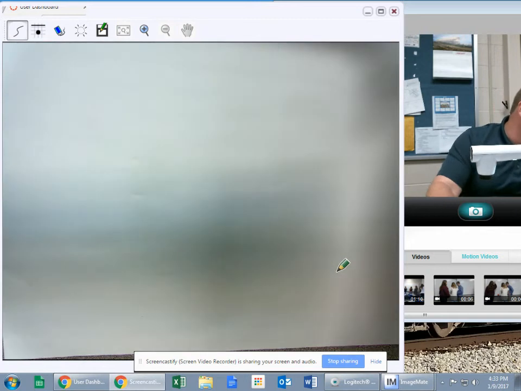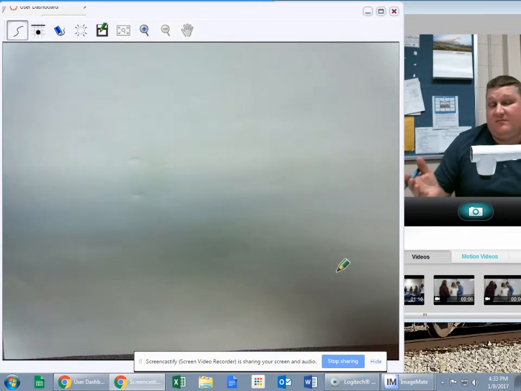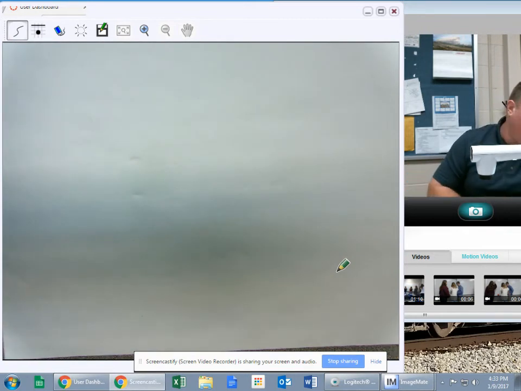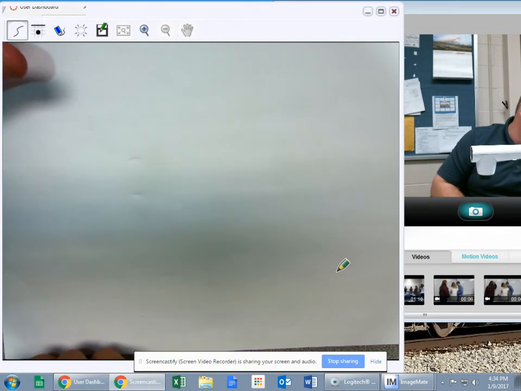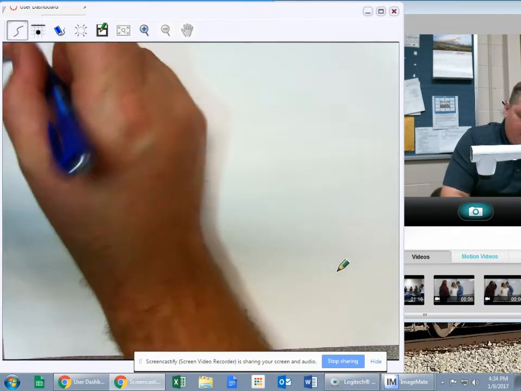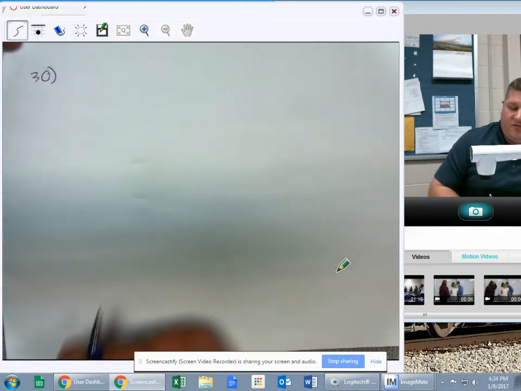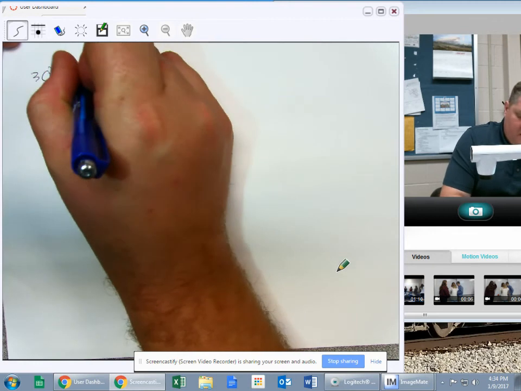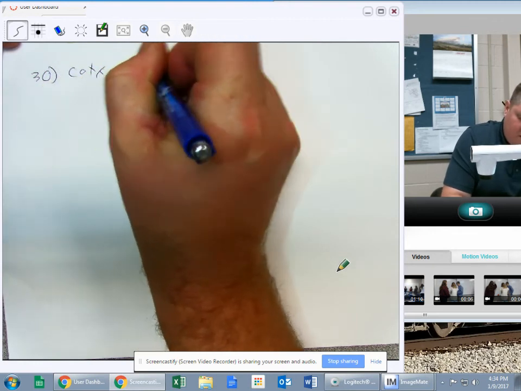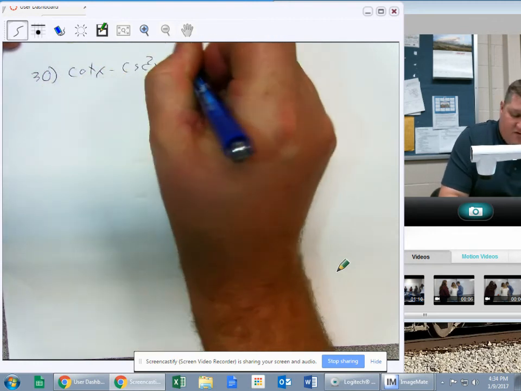Now, let's take a look at number 27. Actually, I'm not going to look at 27. That's exactly what we did in class. So 27, you've already seen how to do. Now, let's go to 30. If I talk about number 30, that's going to be cotangent x minus cosecant squared x cotangent x.